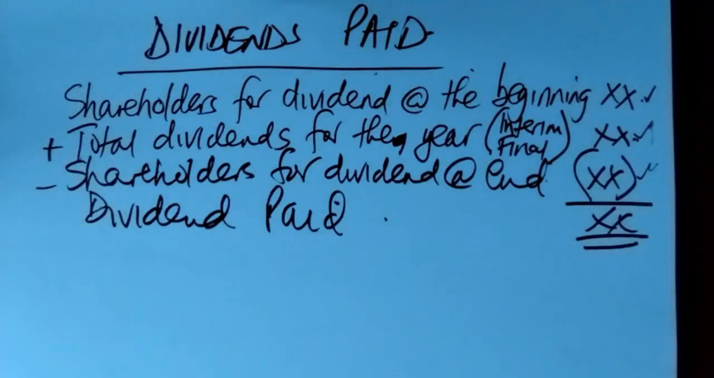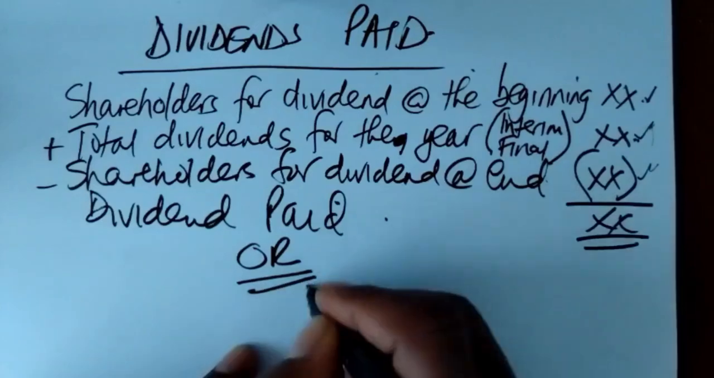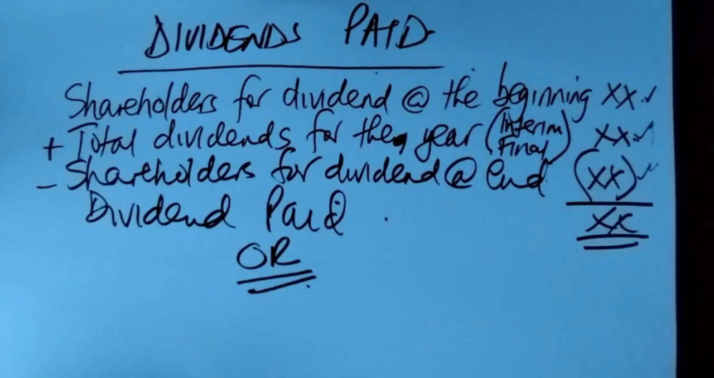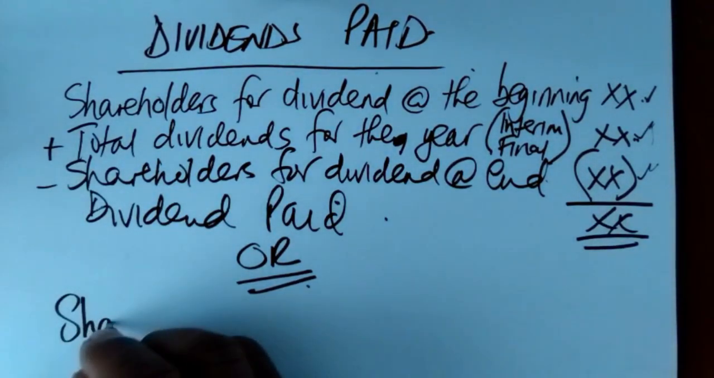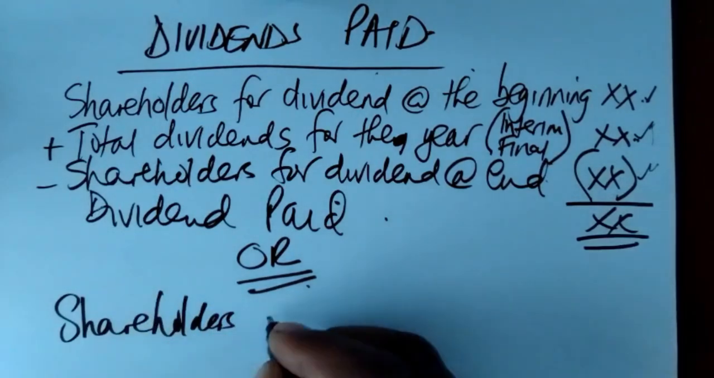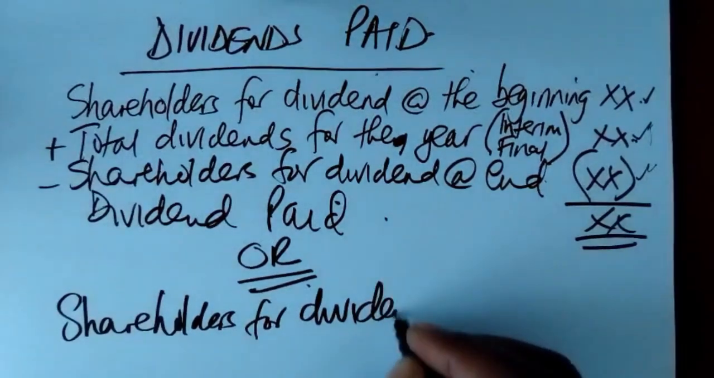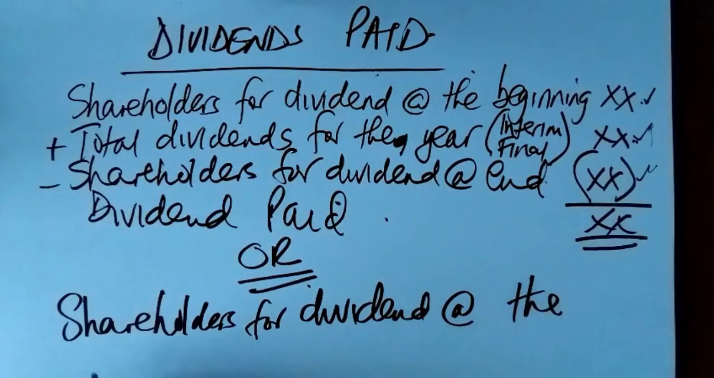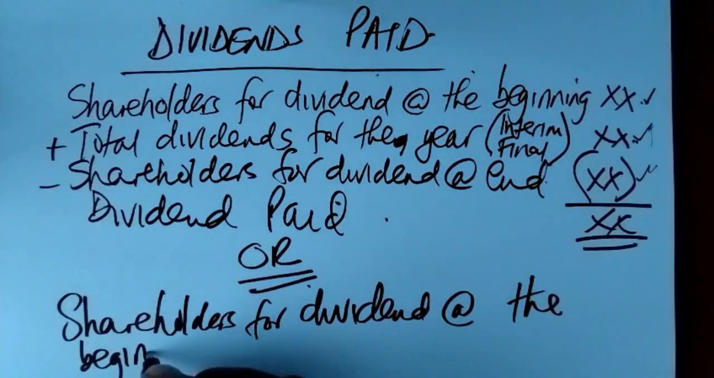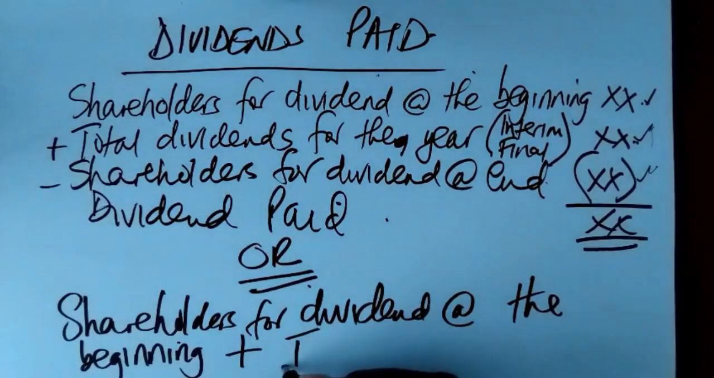However, sometimes some information is provided, sometimes there is missing information. And for you to be able to do your dividends, you need to understand note number 7, which is your ordinary share capital. But I'm going to give you an alternative method, which is faster. Sometimes you use it because it's faster, but sometimes you use it because the information that is provided actually forces you to use it. So the alternative method to calculate dividend paid is to say shareholders for dividend at the beginning plus interim dividend.